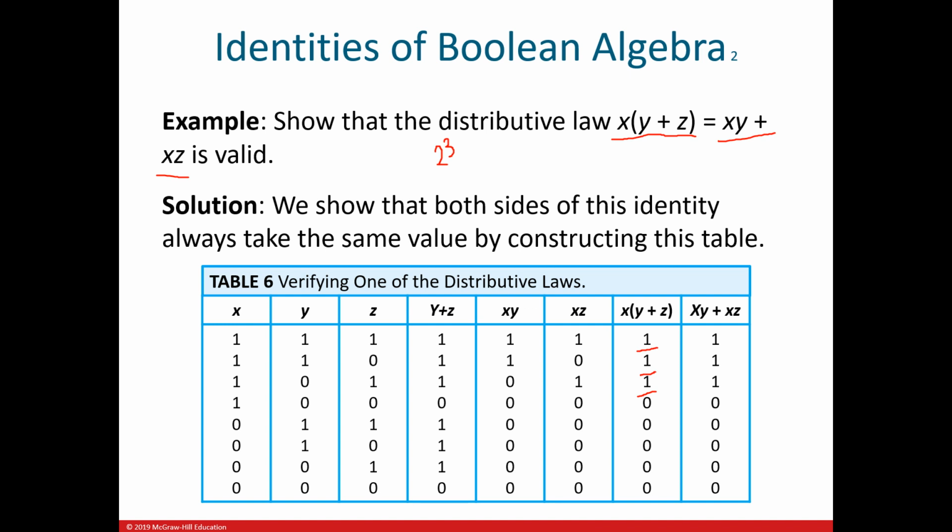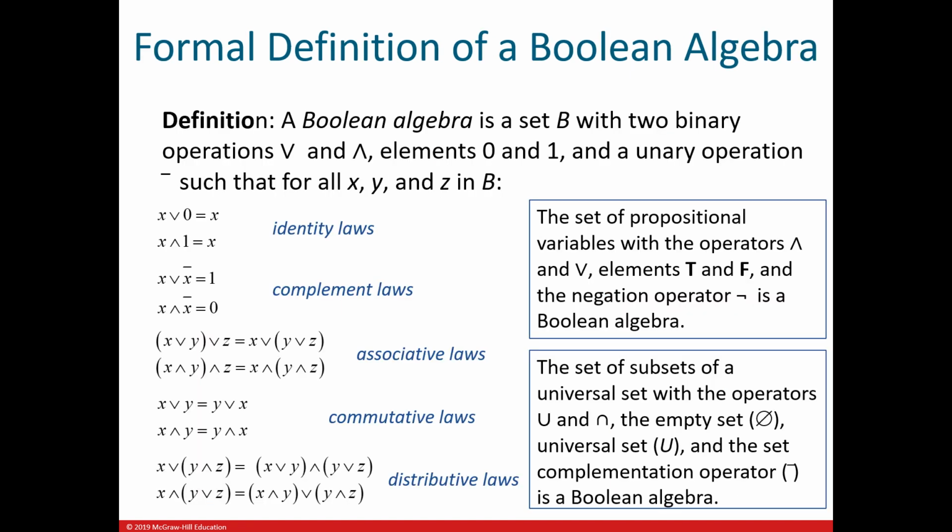So if we do xy, we can see that the first 2 rows are 1 and the remaining are 0. If we do xz, we see that the first and third rows are 1 because the values of xz are 1, and all the remaining are 0. And then when we do the sum, we see that the first 3 rows are 1 here as well. So it can be proved that the distributive law is indeed applicable in the case of Boolean algebra.